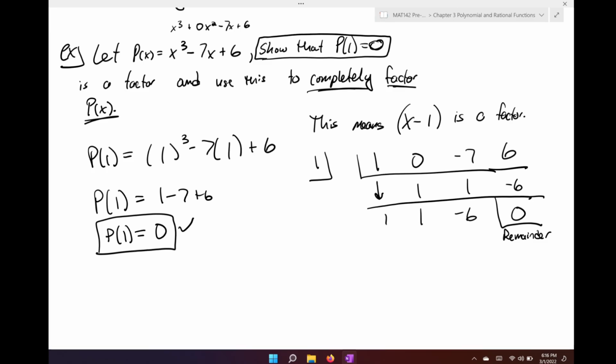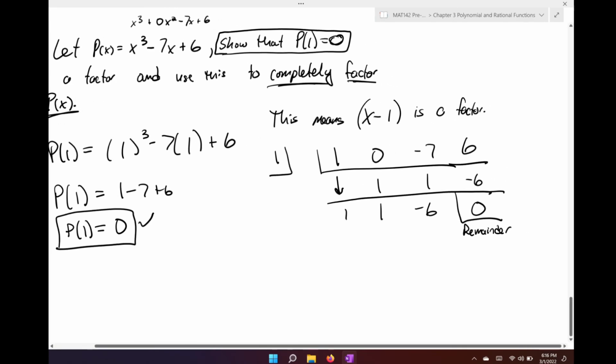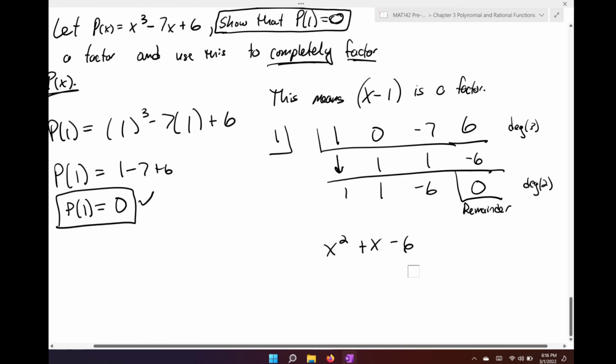And here's the beautiful part about this, and this is why I get so excited when I teach this, because it is so much fun. We started off with p of x as a degree of 3. After one round of synthetic division, we have a degree of 2. Therefore, this polynomial is x to the second plus x minus 6. That is a quadratic that we can easily factor, which means this will factor down into x plus 3 times x minus 2.